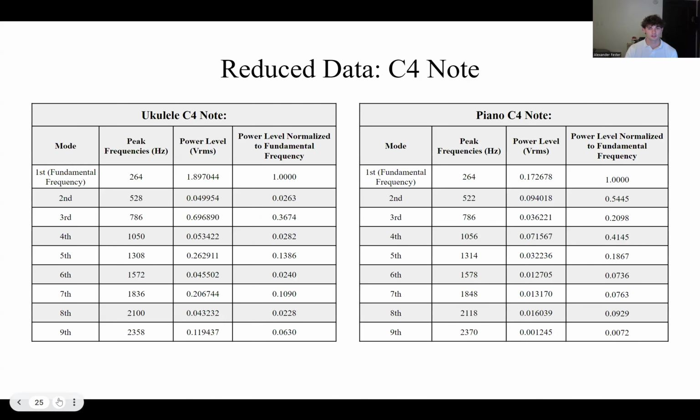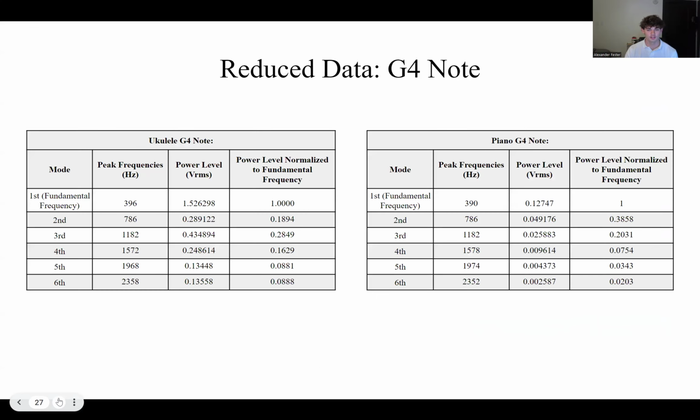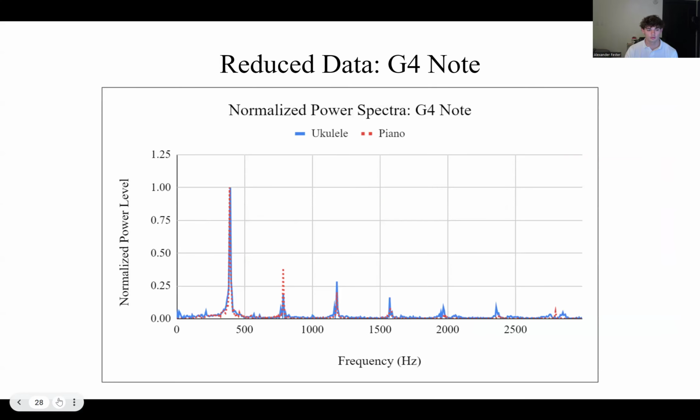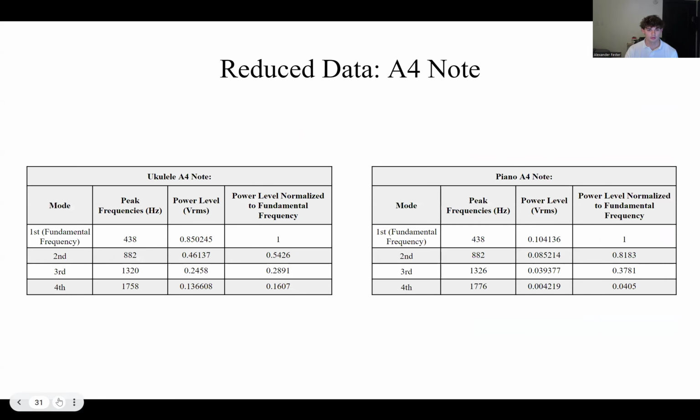The following slides show the reduced data for each of the 4 notes. This is for the C4 note and the normalized power spectra. This is for the G4 note. This is for the E4 note. And this is for the A4 note.